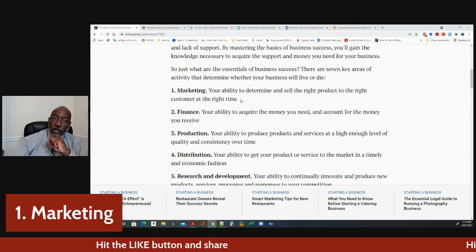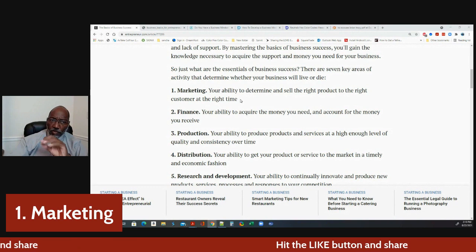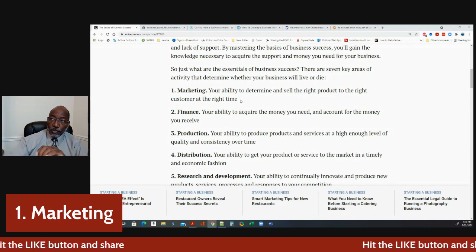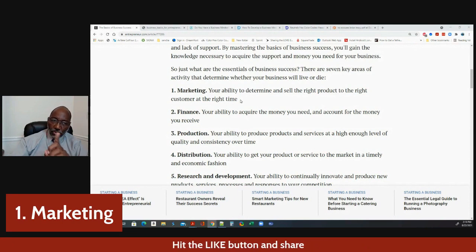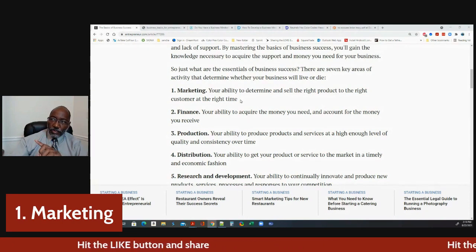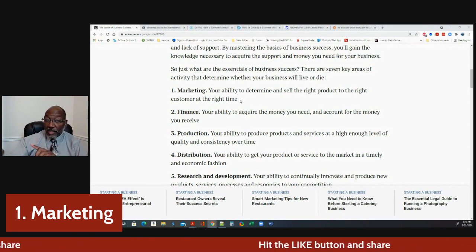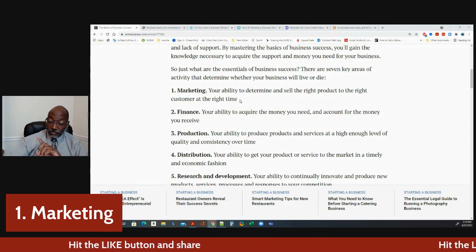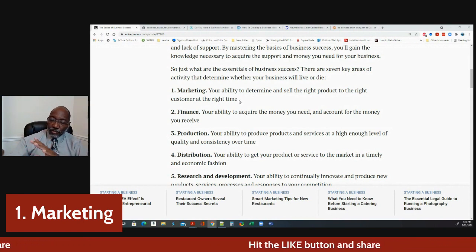Marketing. A lot of people talk about marketing, how you market to get direct clients, how you market to the escrow officer and all of that. But one of the things it says is that it's not just marketing, it's about your ability to determine and sell the right product to the right customer at the right time. And it goes on later about marketing, about trends in the industry and the market.